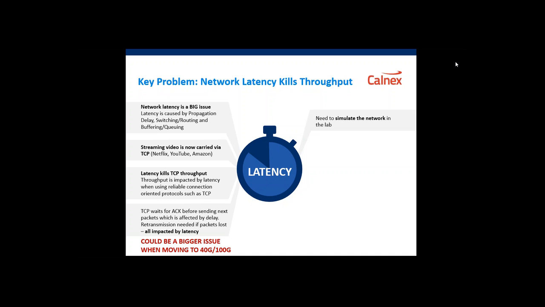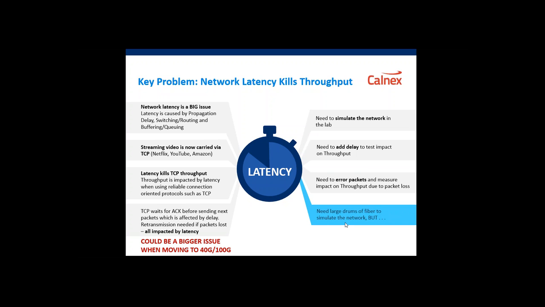We need to simulate the network in the lab prior to any deployment. We need to add delay and other impairments to test the impact on user experience, in other words, the throughput of data or service. We also need to corrupt and lose packets. So ordinarily, we could use large drums of fiber to simulate this network, long distances and the corruptions.